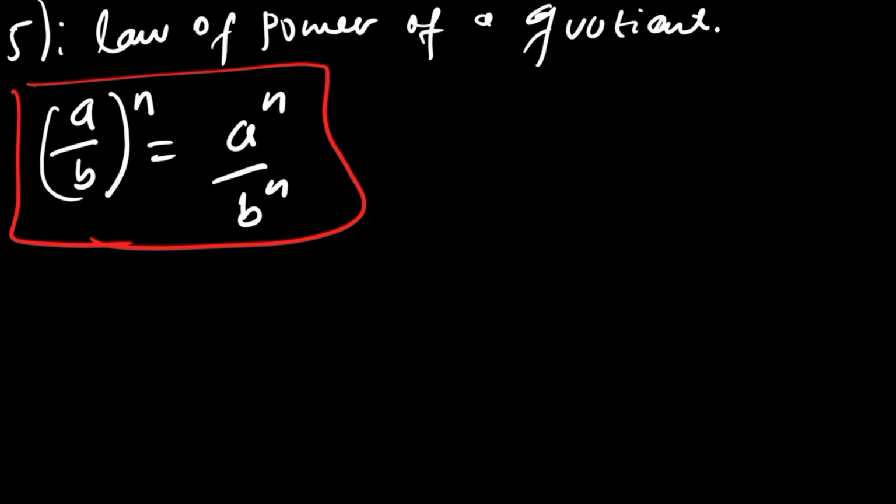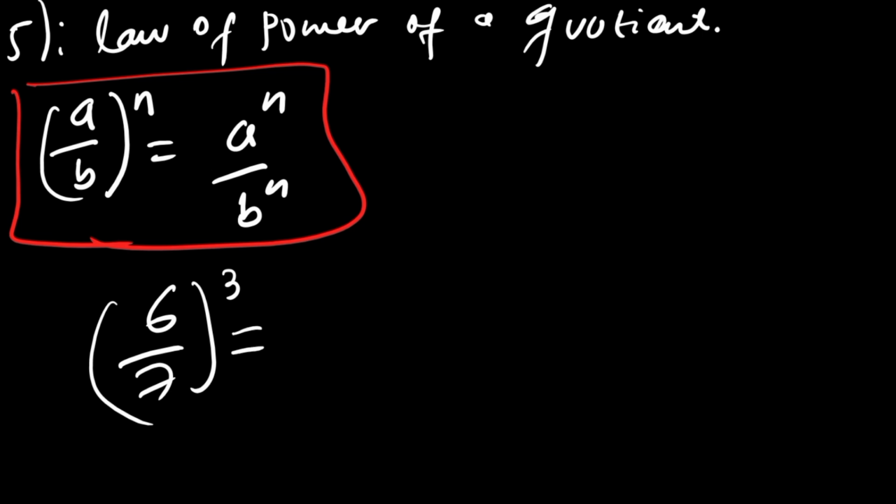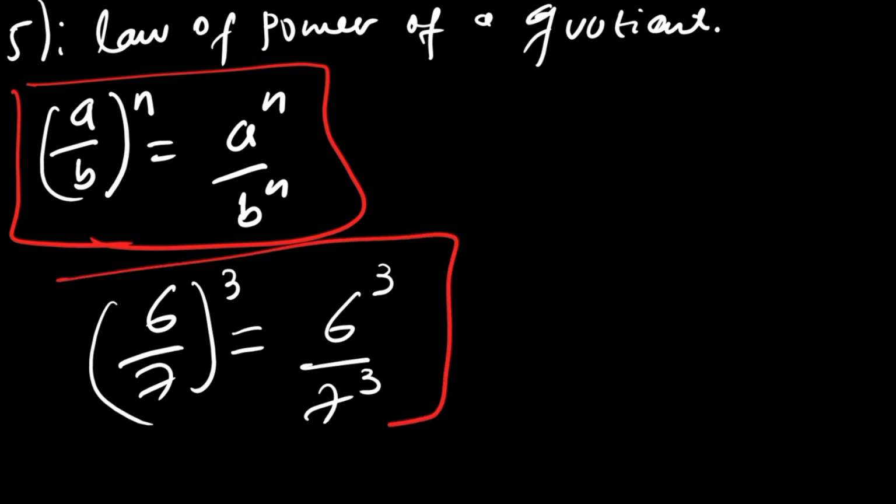One more example. We take 6 divided by 7, all power of 3. Using the law of power of a quotient, we get 6 power of 3 divided by 7 power of 3. That is the law of power of a quotient.